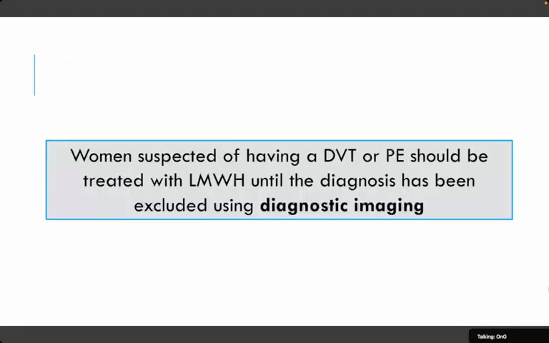So importantly, as none of these tests that we've mentioned are diagnostic, whenever a woman is suspected of having a DVT or a PE, they should be initiated on low molecular weight heparin until the diagnosis has been excluded using diagnostic imaging.